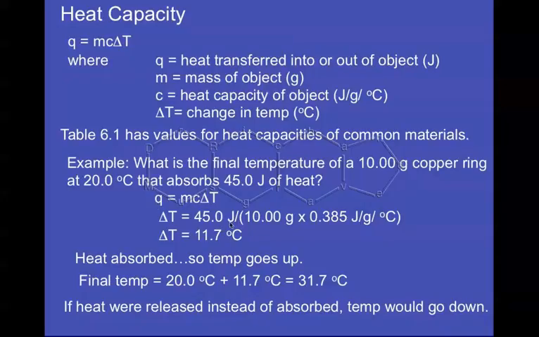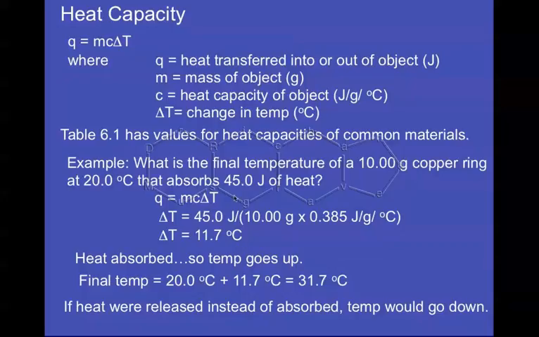Delta T equals 45.0 joules. That's the amount of heat that was put into the copper ring. The copper ring weighs 10.00 grams, and the heat capacity is 0.385 joules per gram per degree Celsius. So what we find is that the amount of energy, 45.0 joules, is enough to change the temperature by 11.7 degrees Celsius. What we've got to figure out is whether that change is going to be a positive change or a negative change, whether it's going to raise the temperature or drop the temperature of the copper ring.